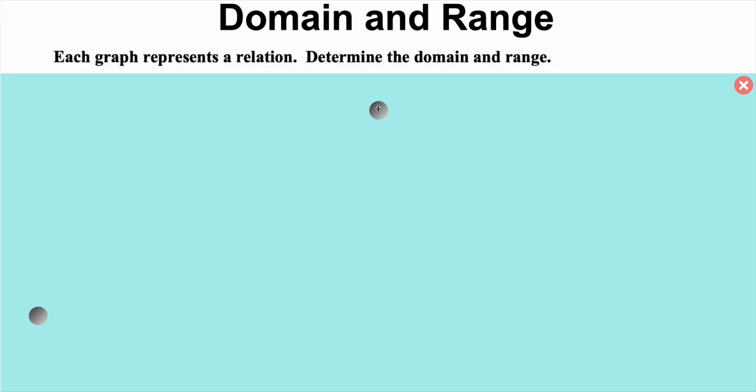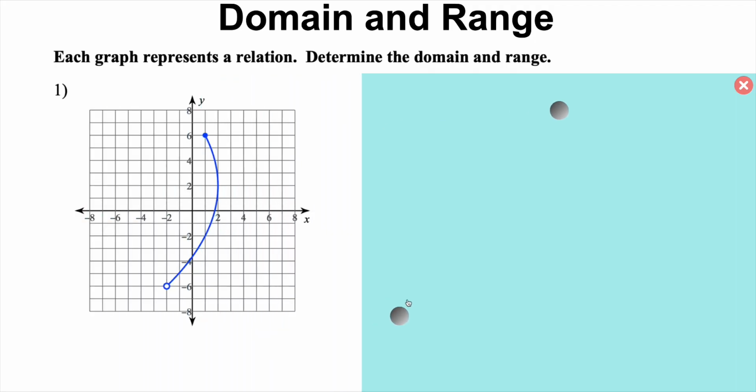So we have to figure out what is the domain and the range. And let's start with the first example. It looks like this. Okay, so remember, domain are the x values. Okay, so let's start with the domain. Domain are the x values. So we're looking at the number line, this one right here.